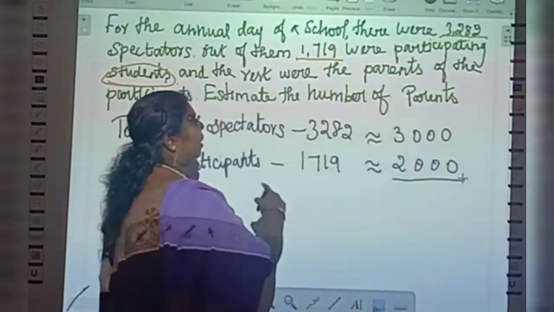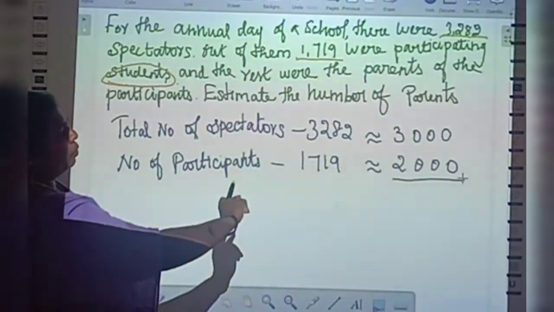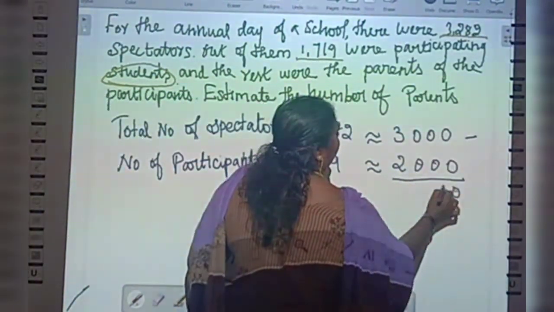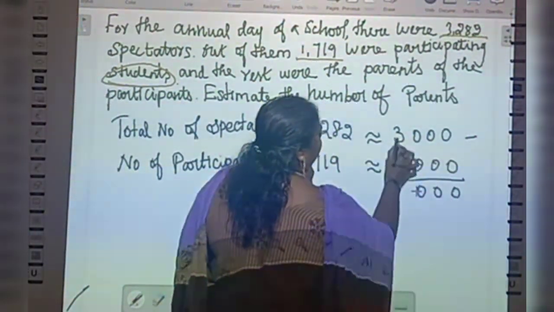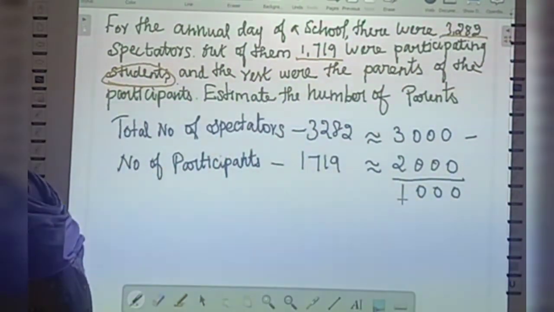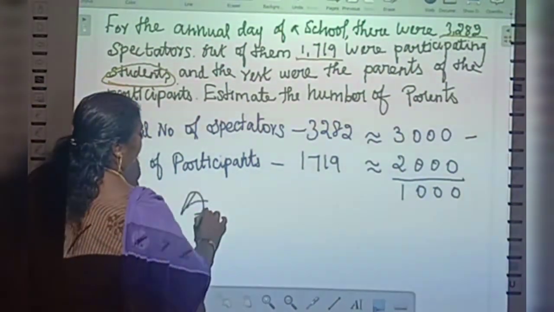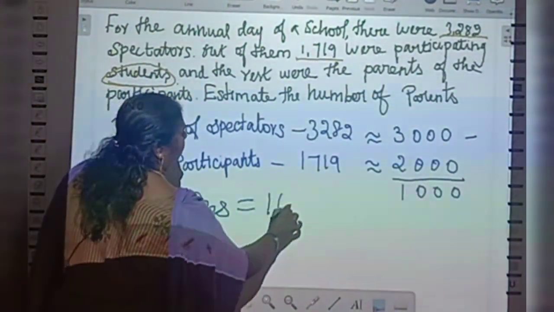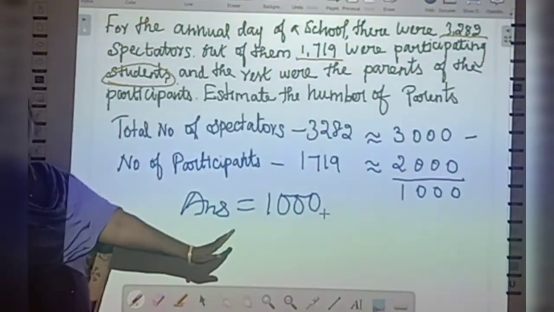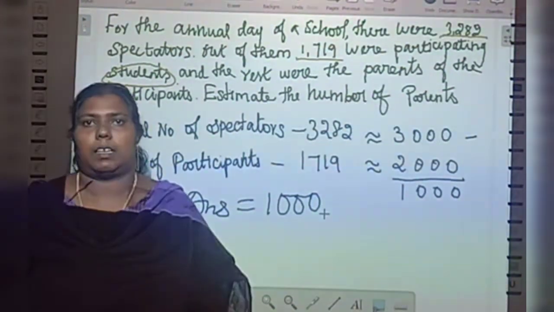We want to calculate here the estimated number of parents. Okay. So next what we have to do? We have to subtract. Subtract here 0 minus 0, 0. 0, 3 minus 2, 1. So, how many parents are participating? Answer is 1,000 parents. Do you understand? Yes, I hope you understand this concept.